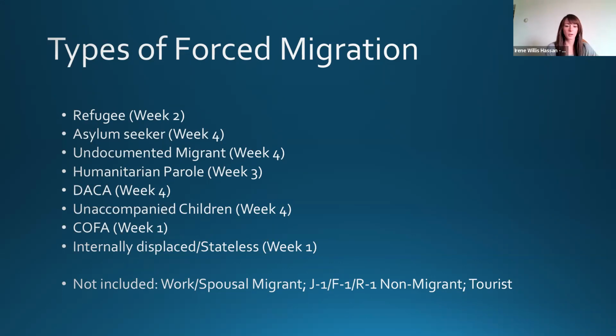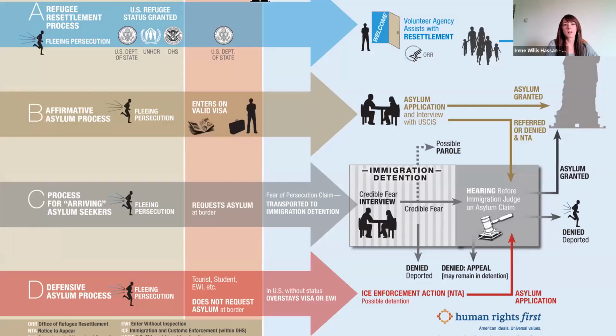But of course, there's tourists. We all know what a tourist is. But so we're not going to be talking about any of those either. That's not forced migration, it's voluntary migration, according to the US government. So I already went over this a little bit. This is sort of the process of what it looks like. I will send this image in an email to all of you.